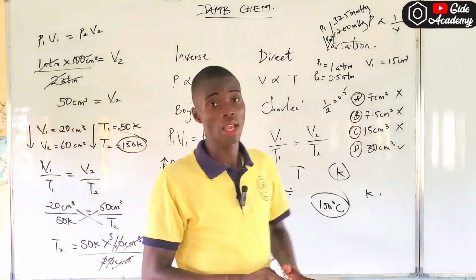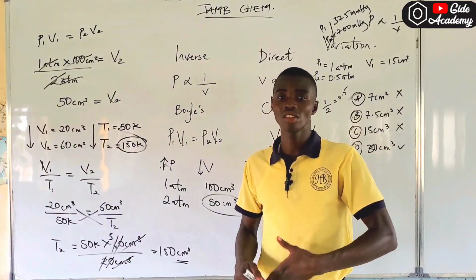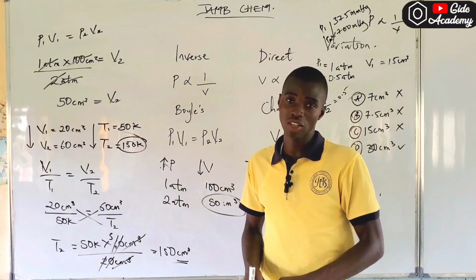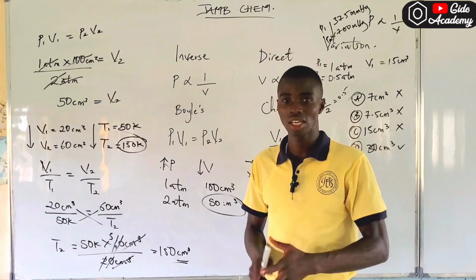Please, JAMB 2024 is very simple, most especially chemistry. You can get your 90 plus in chemistry if only you are very smart. Intelligence alone cannot give you the A you are looking for. You need to be very smart and intelligent.